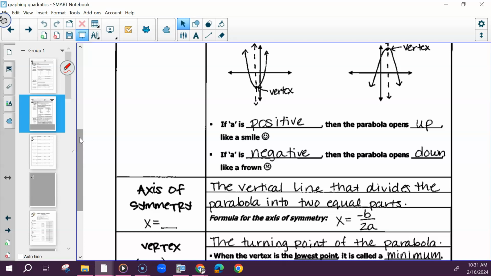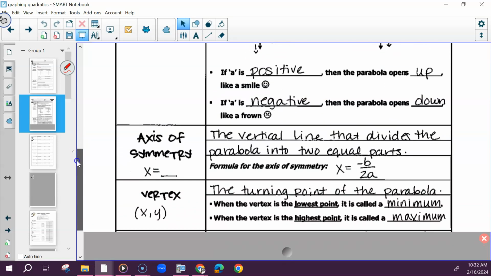There is a formula to find it, so I'm going to show you how to do it algebraically, and then I'm going to show you how to do it in the calculator. Algebraically, you're going to use this. X equals negative b over 2a.